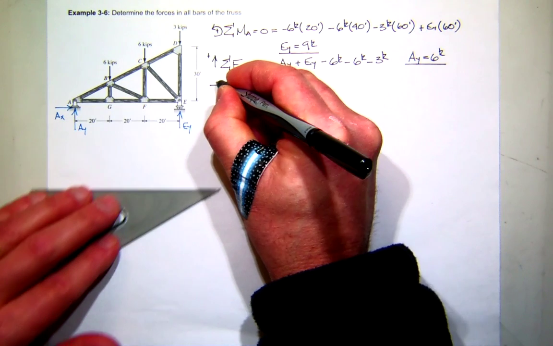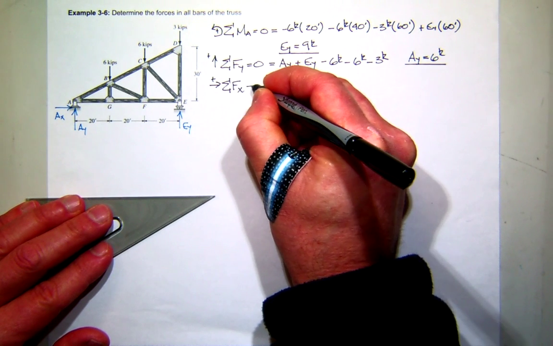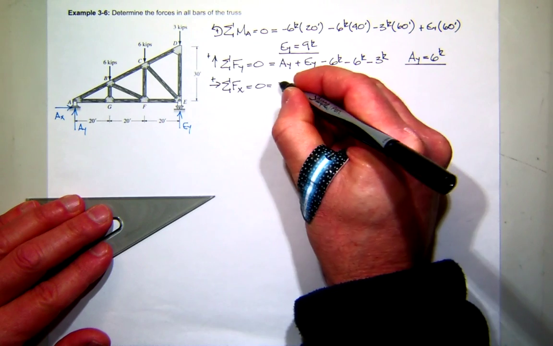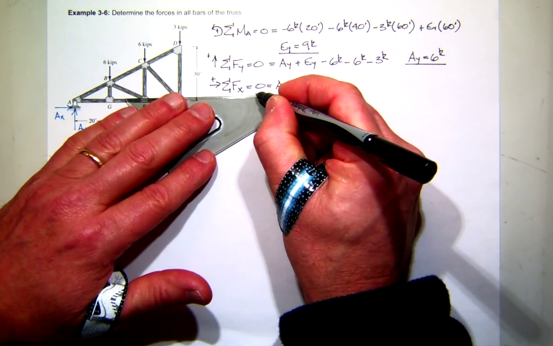And then we can quickly sum forces in the X direction. This one shouldn't be hard to do. All we have is AX. No other applied forces, so AX is 0.